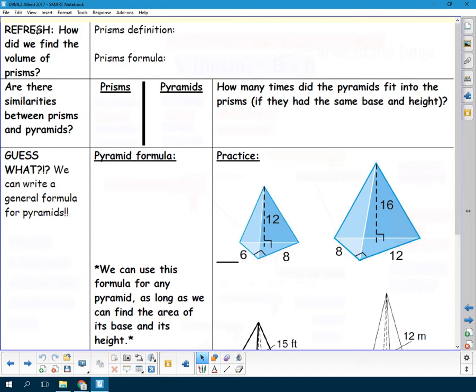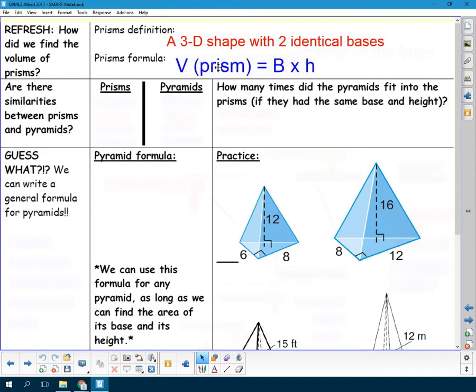We need to refresh first about prisms because prisms and pyramids are very similar. We're talking about prisms first. Edpuzzle is about to ask you for the definition of prisms, and you're going to tell him. A prism is a three-dimensional shape with two identical bases. And the formula for a prism is big B times height, base times height. The big B stands for area of the base.